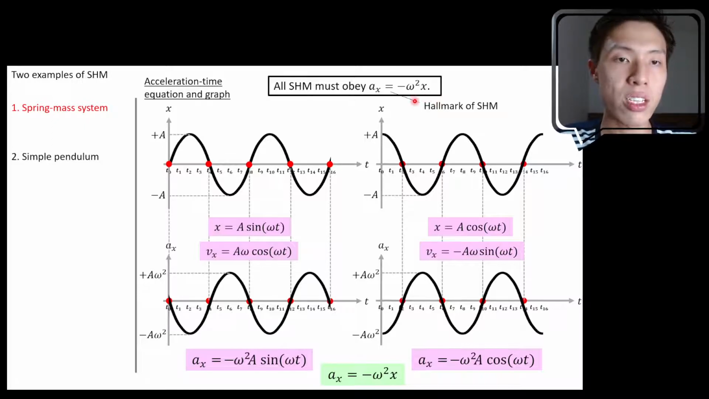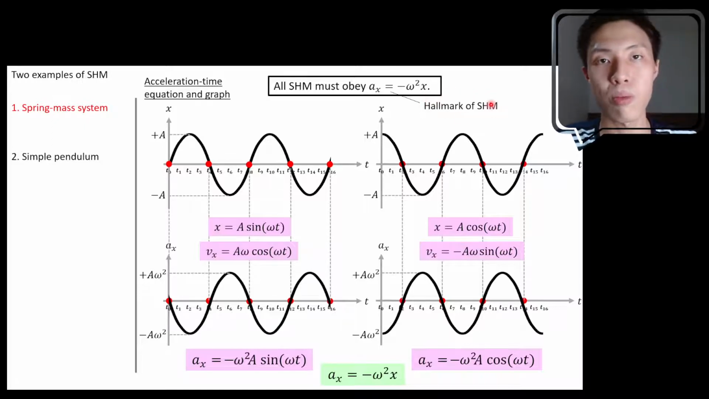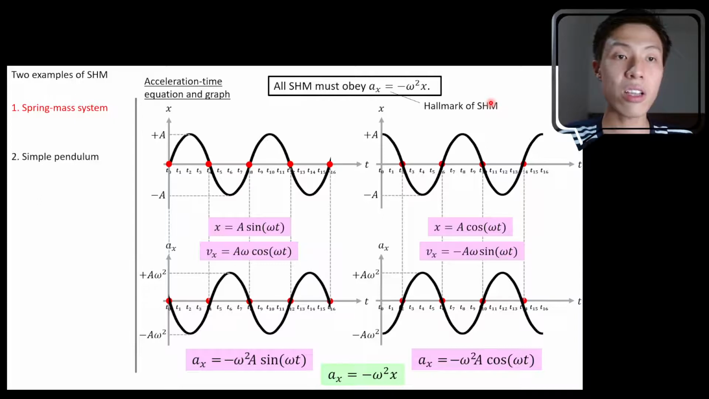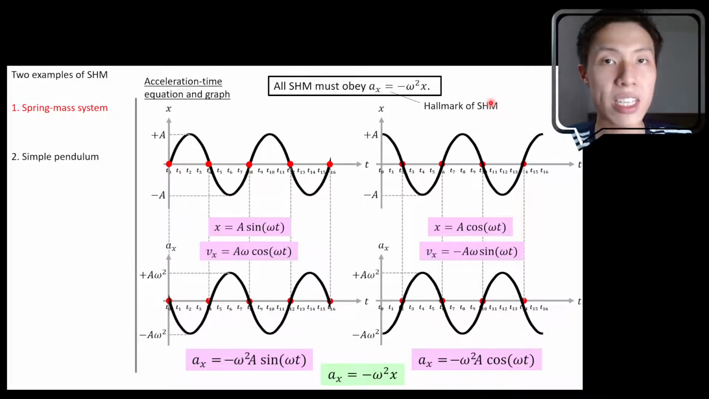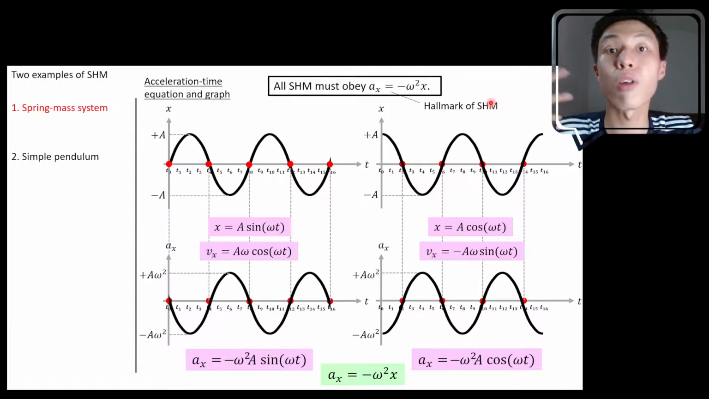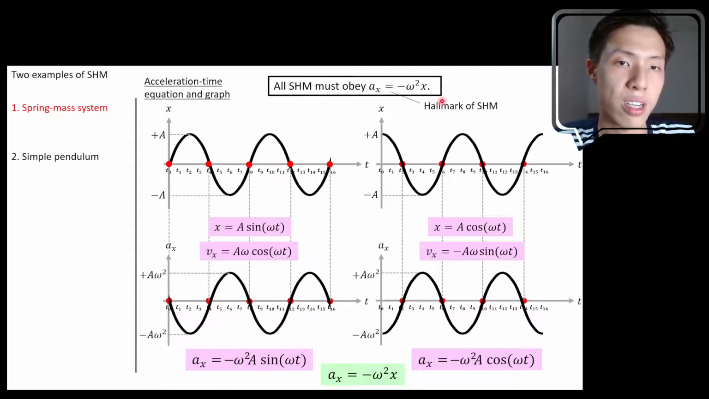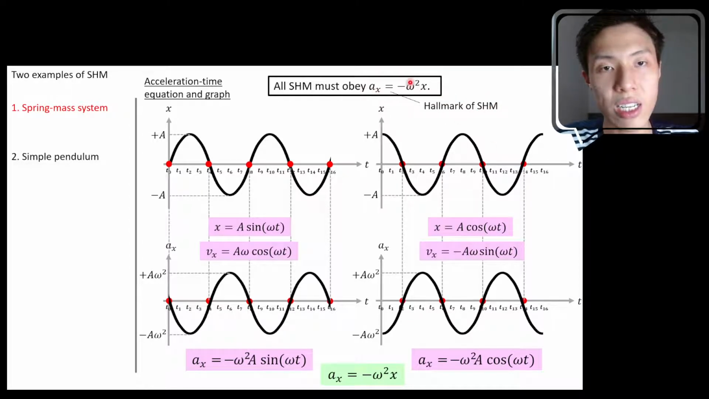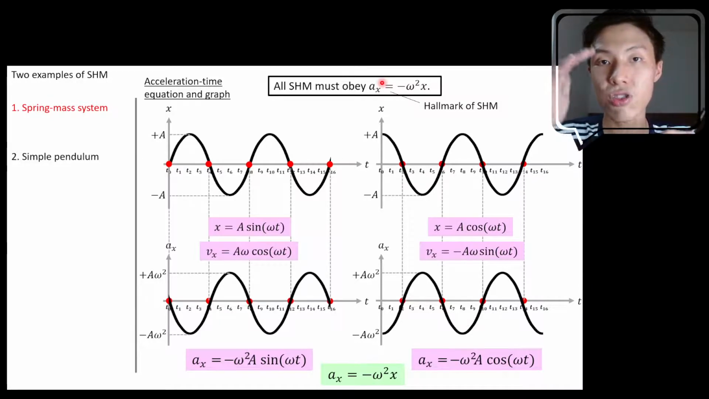So we call this equation the hallmark of simple harmonic motion, because any kind of simple harmonic motion will have to obey this equation. So this equation sort of represents simple harmonic motion itself. Okay, so this is the second equation that you need to recall. So I've recalled two equations here, and let's try to do something with these two equations.